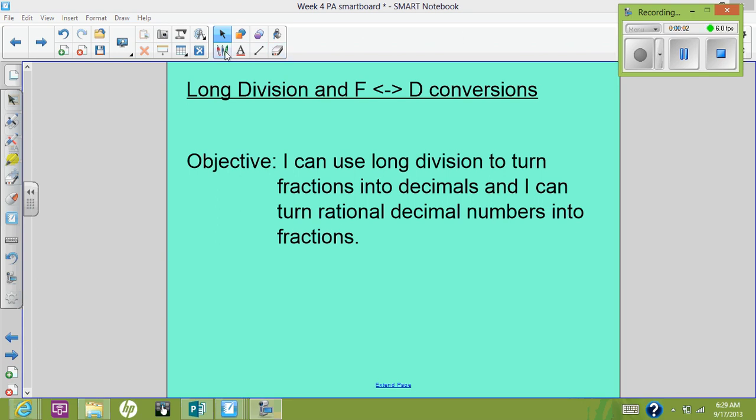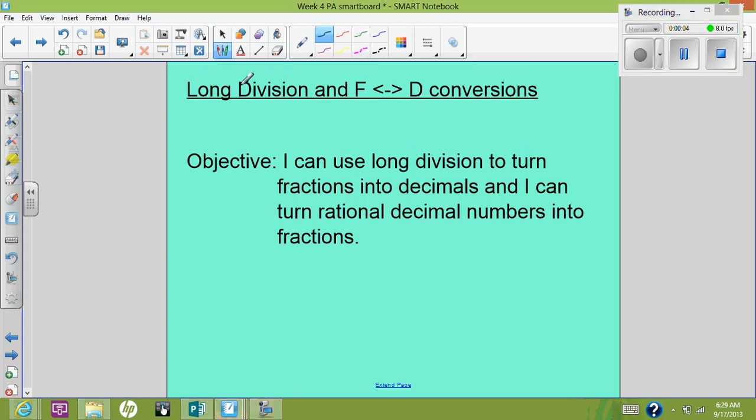Hello, ladies and gentlemen. Today's topic is long division and fraction to decimal conversions and decimal to fraction conversions. That's what this little symbol here means. It means I'm going from fractions to decimals and from decimals to fractions. We're going to do it both ways today. So on the next blank page in your notebook, go ahead and put your heading and the objective.